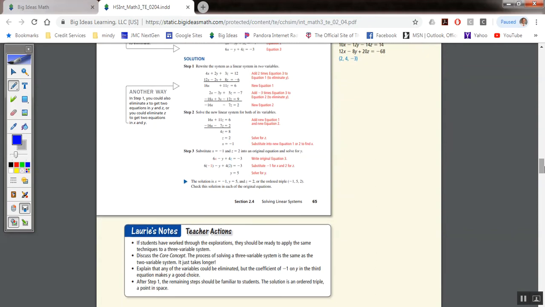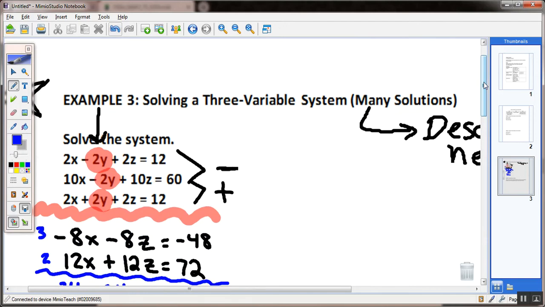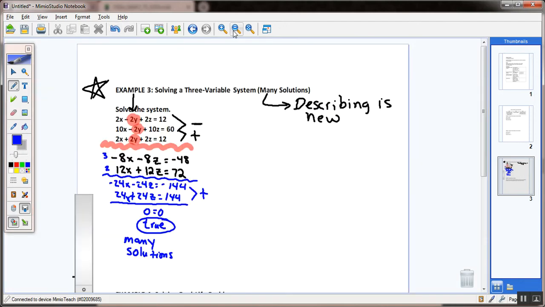Now, this is the part that gets tricky with this right here. Once you've had many solutions, our job now is to come back and do what? Well, over here we wrote down that when we get many solutions, we have to do what now?